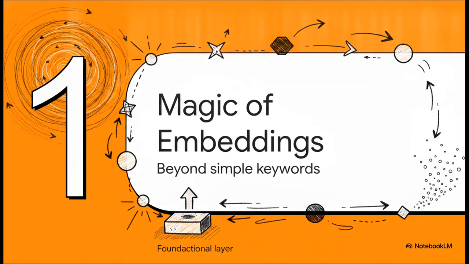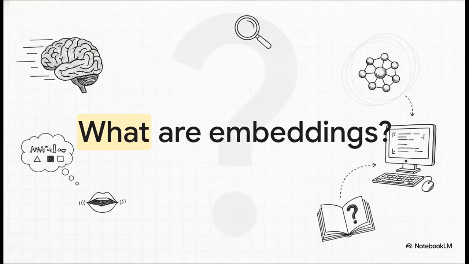Starting off with Section 1, the magic of embeddings and how we are moving beyond simple keywords. This right here is the foundational layer of everything we're discussing today. So, we've got to start with this fundamental question. What exactly are embeddings? I know it sounds like a highly complex mathematical term, but it's actually the secret sauce. It's the very thing that makes AI seem so intelligent and capable of understanding human language.